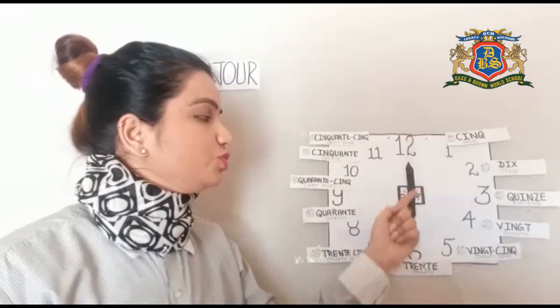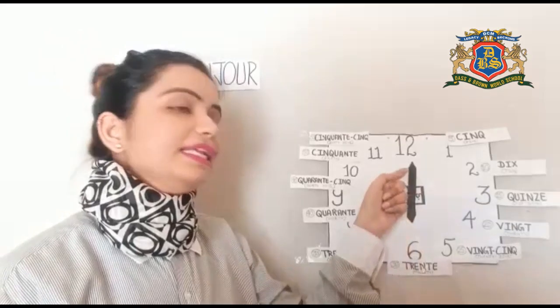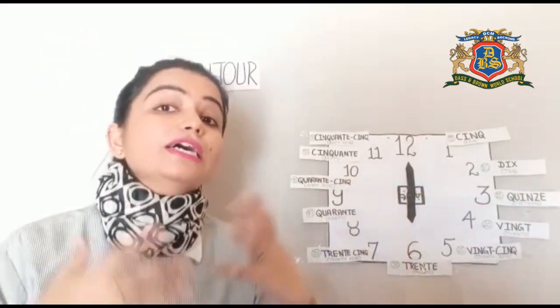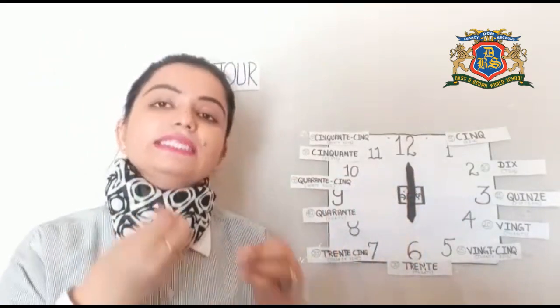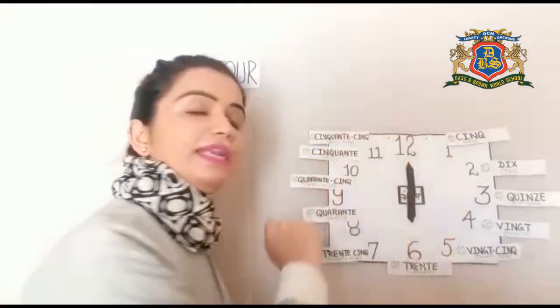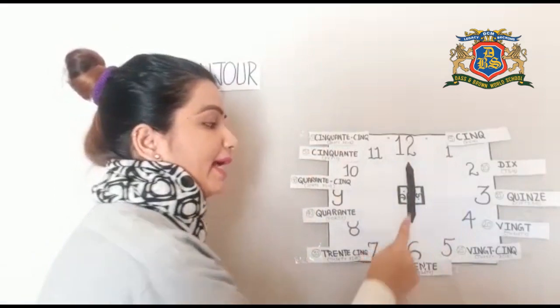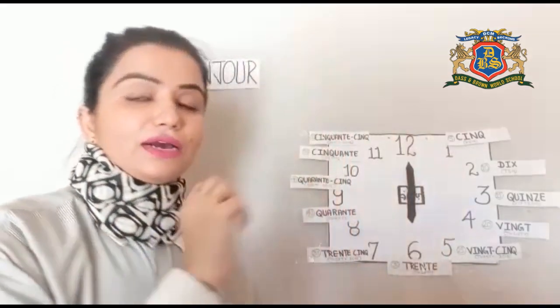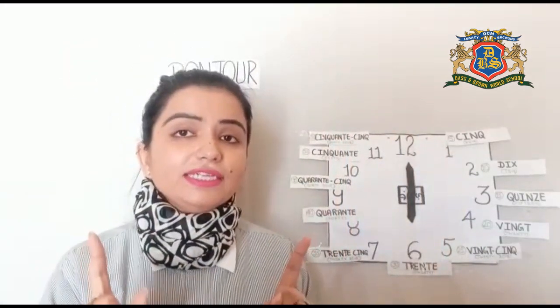Now see, I have made two needles. This is the stagnant one, and this one I have not made stagnant, so that I can teach you the minutes in French. See, how do we say if it is 5 minutes past 6? It would be il est 6 heures 5. We don't speak minutes at the end in French.